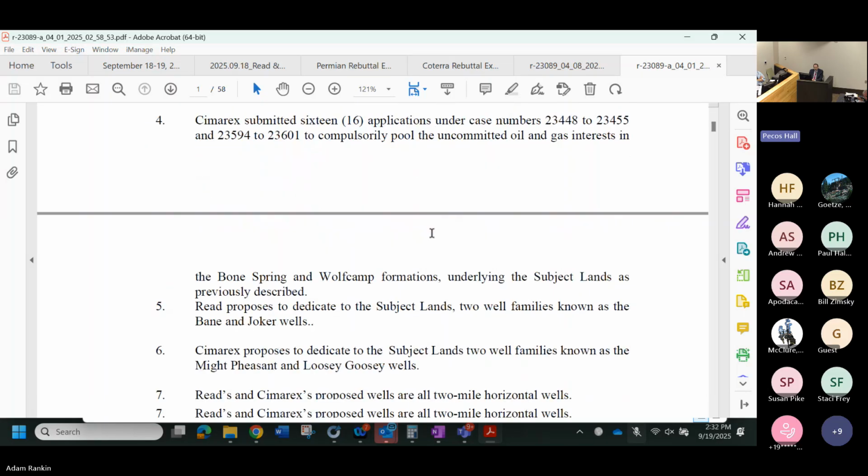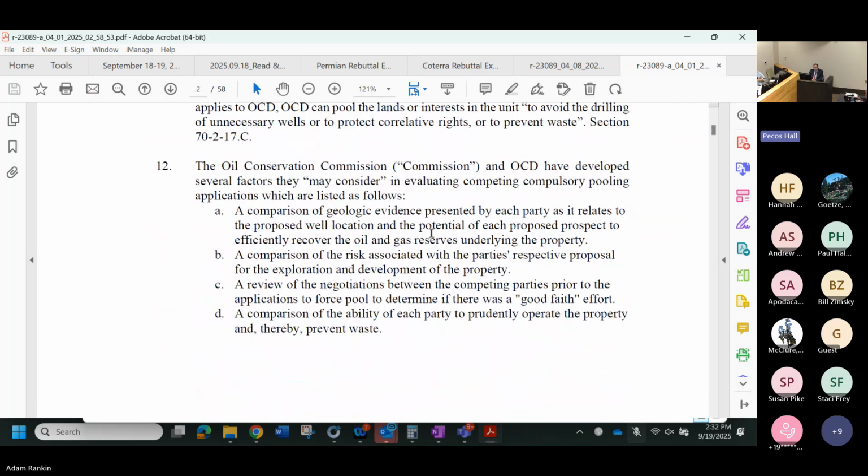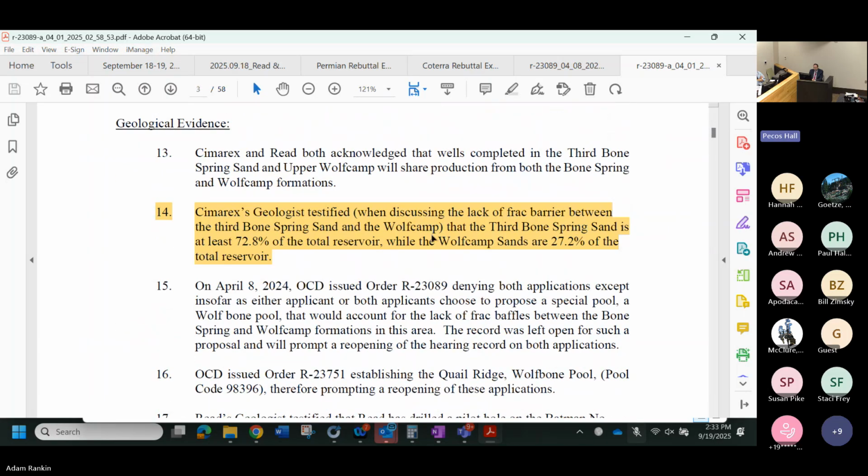I will take you at your word. You're showing me it here right now. Okay. And in that order, did they make a similar finding? Did they reconfirm the finding that there is a predominant portion of the reservoir in the third Bone Spring? I would object to the question because, as a legal matter, he's calling for some legal testimony from the witness on the scope of reopening the record. I think that, as Mr.